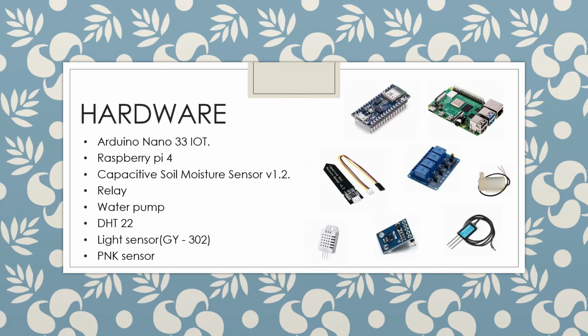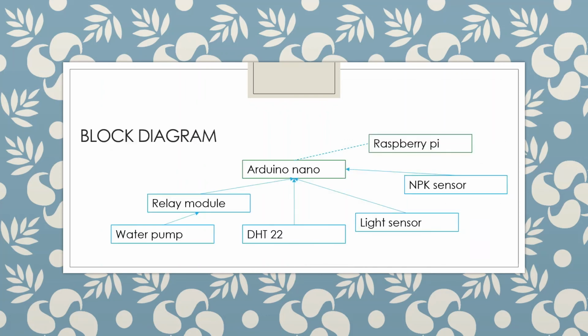So the main hardware I am going to use in this are the Arduino Nano 33 IoT, Raspberry Pi, capacitive sensor, a relay and water pump for the watering of the plant, DHT22 for detecting the temperature, light sensor, and an NPK sensor. So this is going to be the basic block diagram where I'm going to use Arduino Nano, Raspberry Pi, and interconnecting communication between these two.